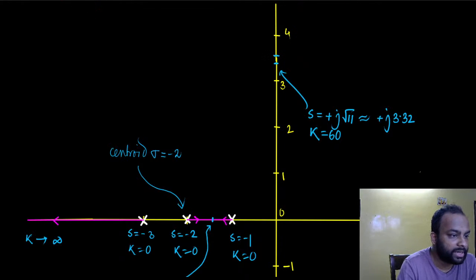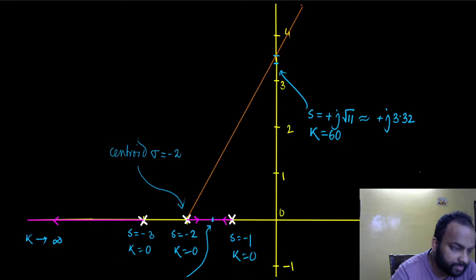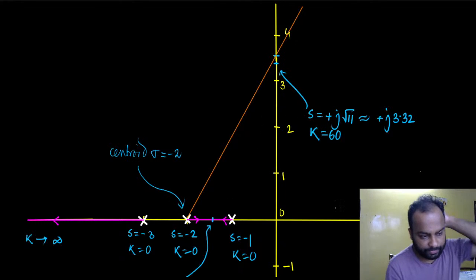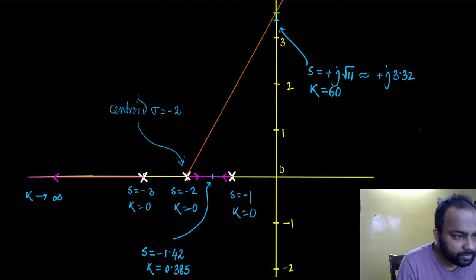So let's take a thinner line with a different color of ink here. Maybe let's take orange. Right, so that's one of your asymptotes. That's making 60 degrees. So that's one of your asymptotes.